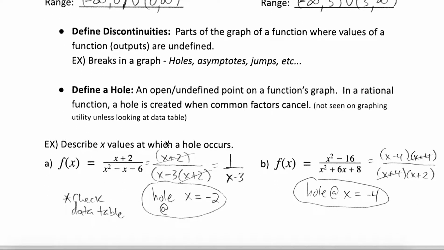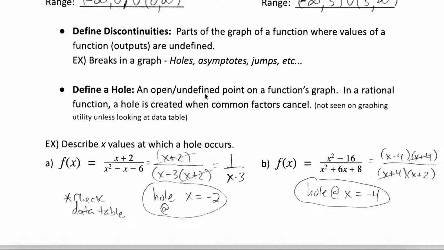Let's talk about a hole first. A hole is going to be an open or undefined point on a graph. So rather than a closed shaded in circle, it's going to be an open circle at this point. They are created when we have common factors that cancel. So we'll algebraically do some factoring and cancel some common factors. The value at which you have a 0 in that factor is the value at which the hole occurs. Unfortunately, you're not going to see it on a graphing utility, but you will see errors in your data table at those values.